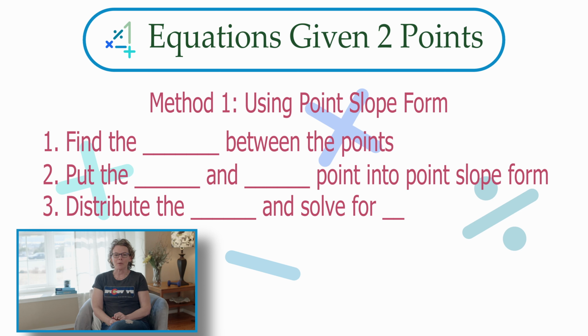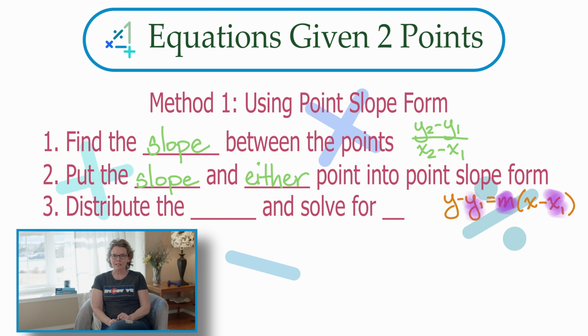That is our first step in solving these. Find the slope: y2 minus y1 over x2 minus x1. Second step is to put that slope and either of the given points into the point-slope form. Then distribute that slope and solve for y so that it's in y equals mx plus b, our favorite form. I'd say that it doesn't look like a lot of steps, but there is a lot of line knowledge that goes into solving these.